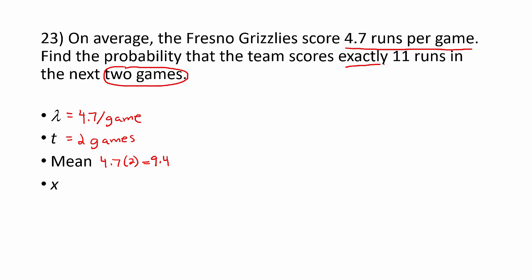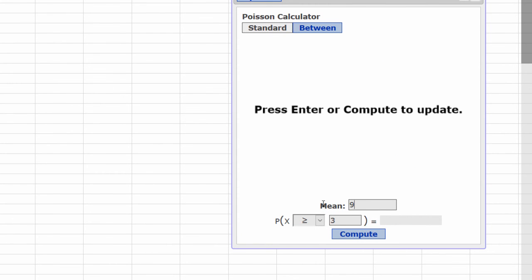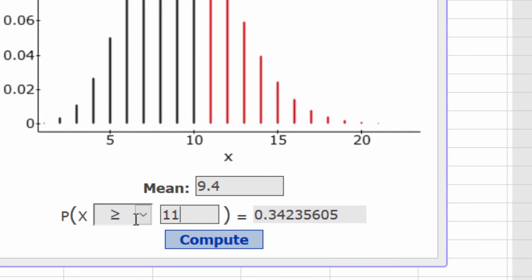Now we're looking for the probability of exactly 11 runs. That means that x is going to be equal to 11. Let's go back to StatCrunch one more time. The mean was 4.7 times 2, or 9.4, and we're looking for the probability that x equals 11. Press compute, and there we have 0.3424 to 4 decimal places.